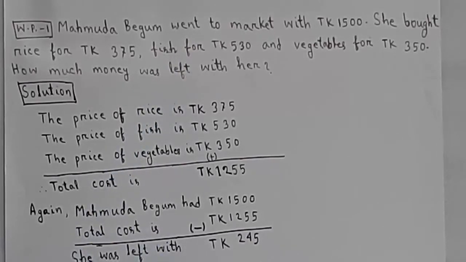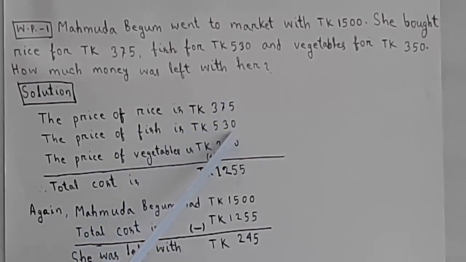So at first we have to find out her total cost. Then we have to subtract her total cost from total money. Then we can get the answer. Okay, now the price of rice is TK 375. The price of fish is TK 530 and the price of vegetables is TK 350. Now we will add these three numbers.